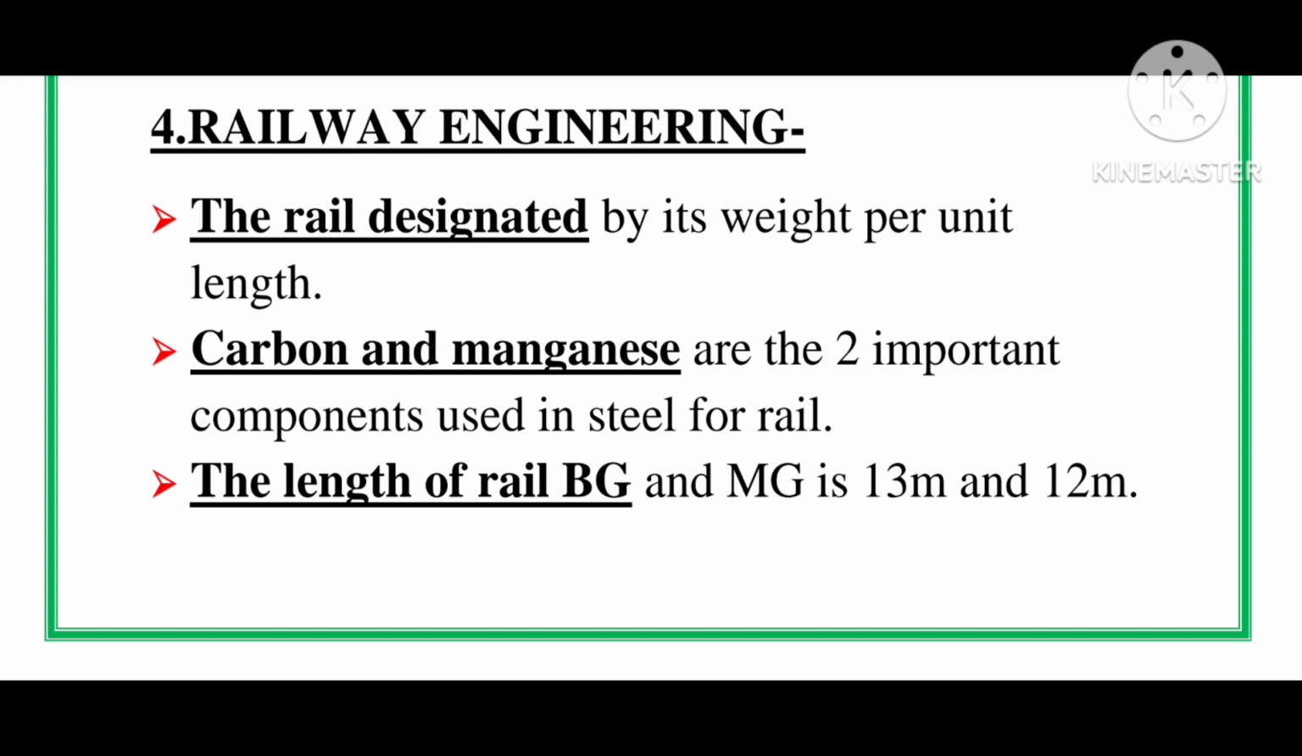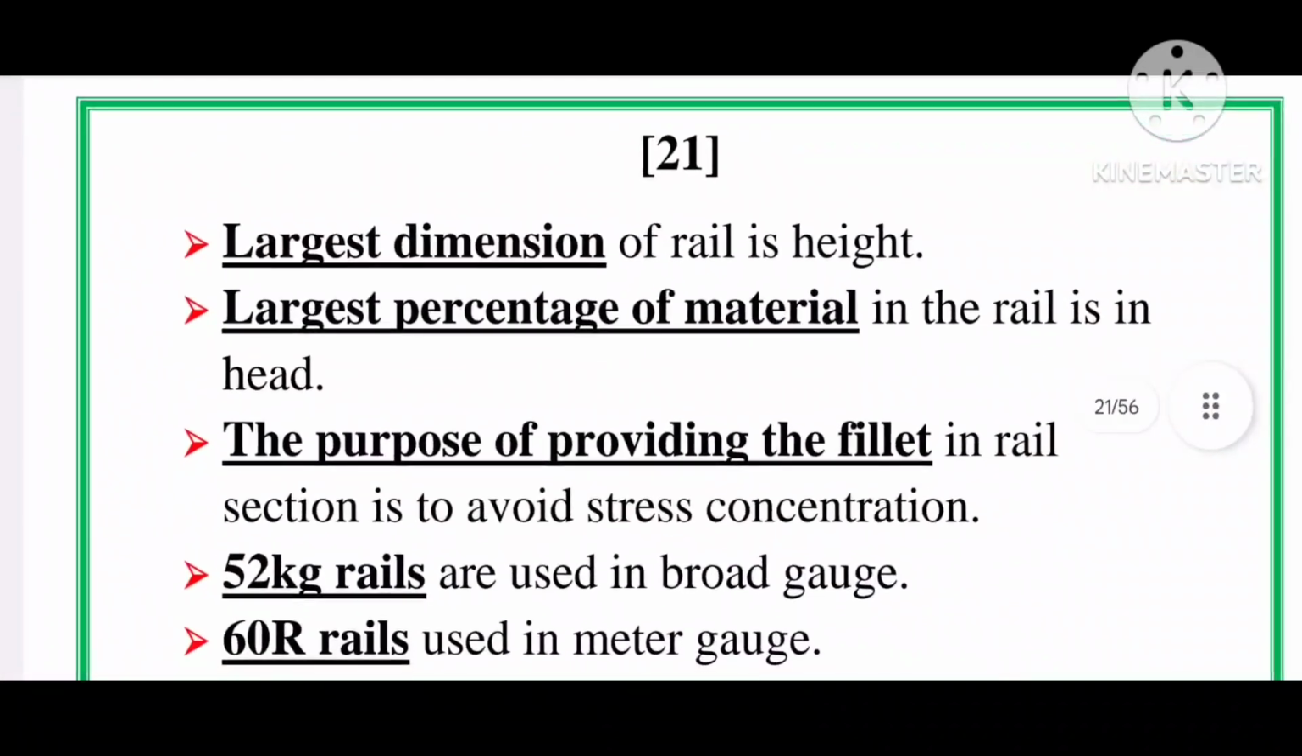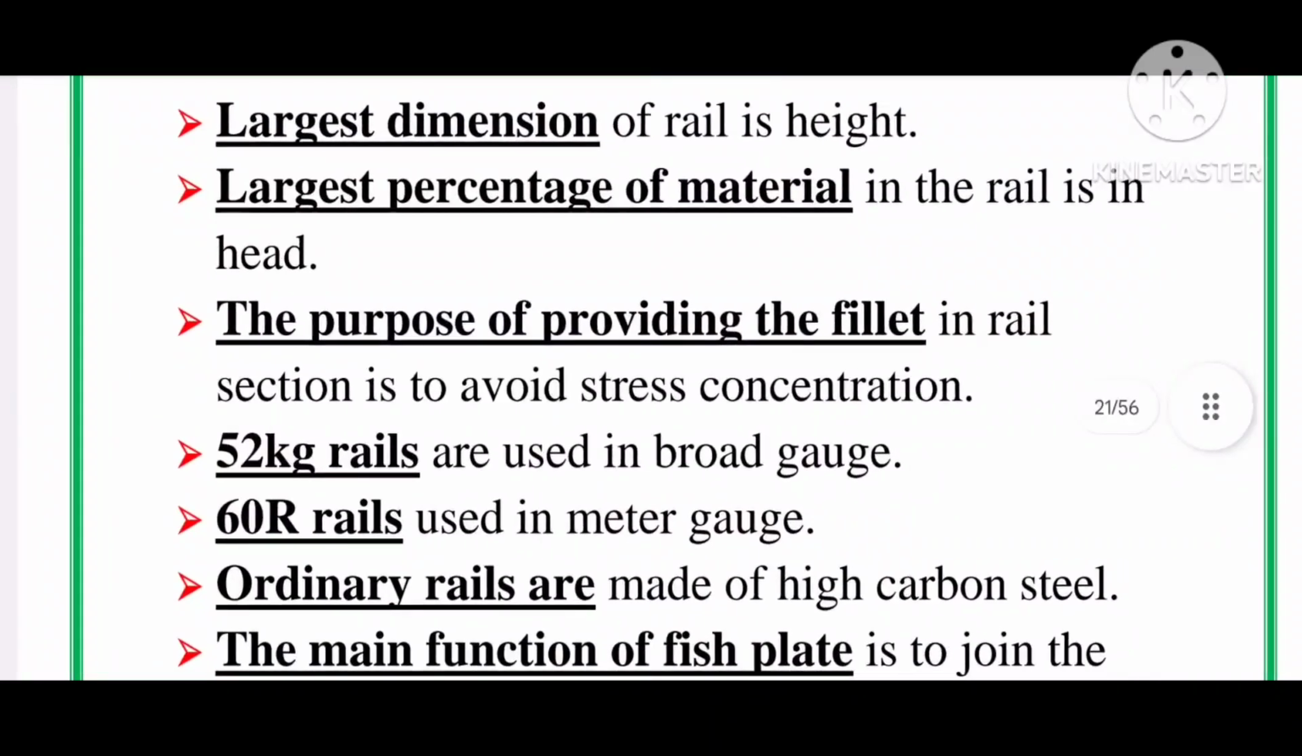Next, the length of rail in broad gauge and meter gauge is 13 meter and 12 meter. The largest dimension of rail is height, and the largest percentage of material in the rail is in the head.